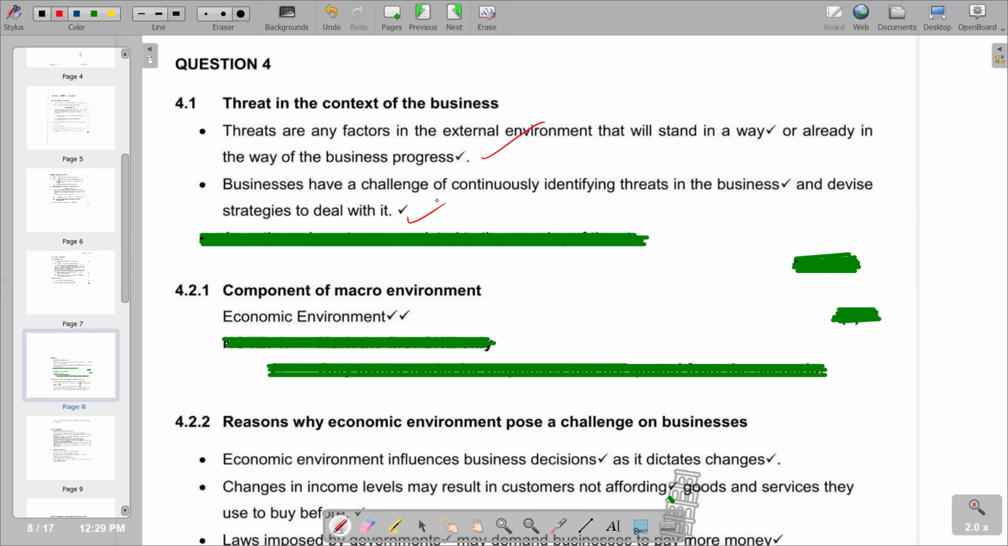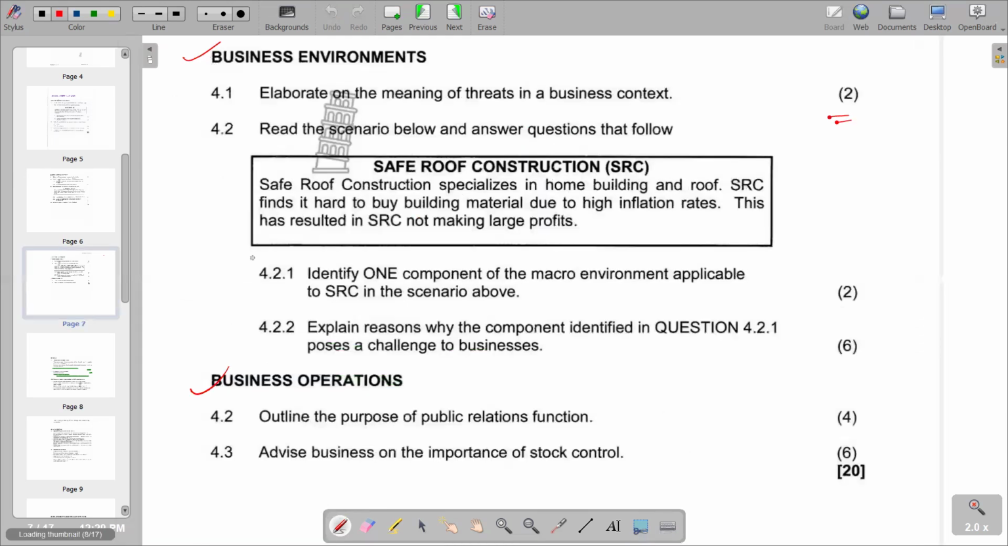So that's what we have for the first part, 4.1, and then we go to the next question, which is now 4.2. Read the scenario below and answer the questions that follow. We're given the scenario of Safe Roof Construction, which is SRC. Safe Roof Construction specializes in home building and roofing. SRC finds it hard to buy building material due to high inflation rates. This has resulted in SRC not making large profits.